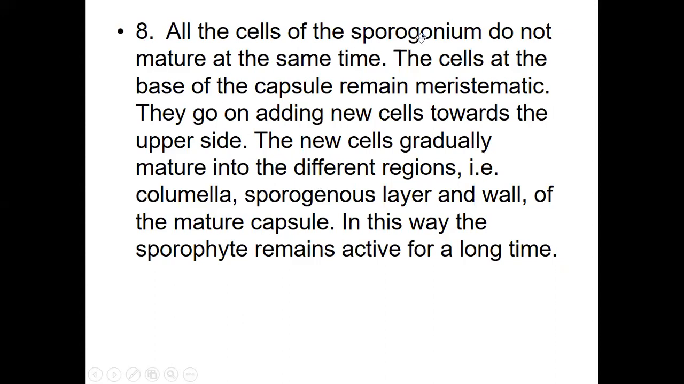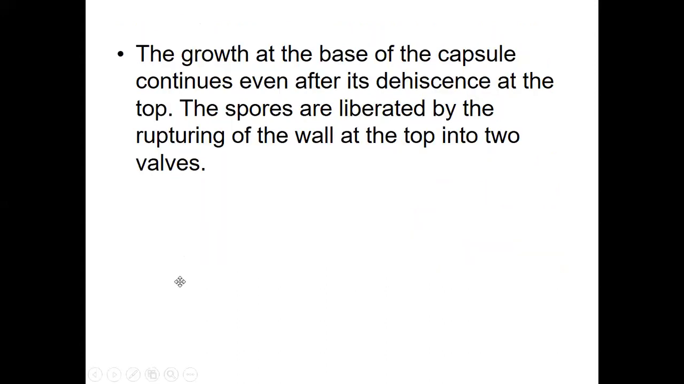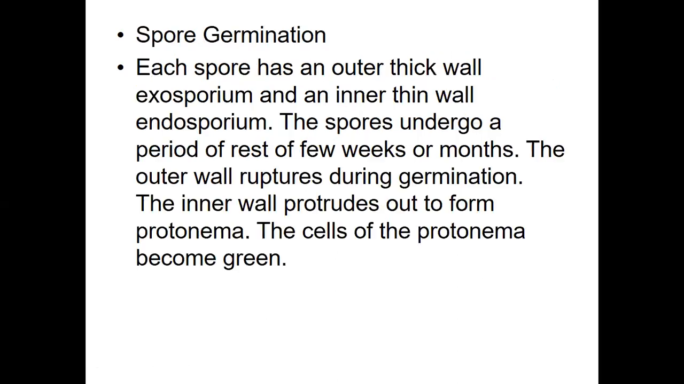Okay, so now all the cells of the sporogenous tissue do not mature at the same time. The base of the capsule remains meristematic. They go on adding new cells towards the upper side, and the complete capsule becomes long and elongated. The columella, sporogenous layer, and the wall of the mature capsule remain active towards the completion of the life cycle. So the growth of the base of the capsule continues even after the dehiscence of the top. That means as the meristematic cells are there, they will keep on being active.